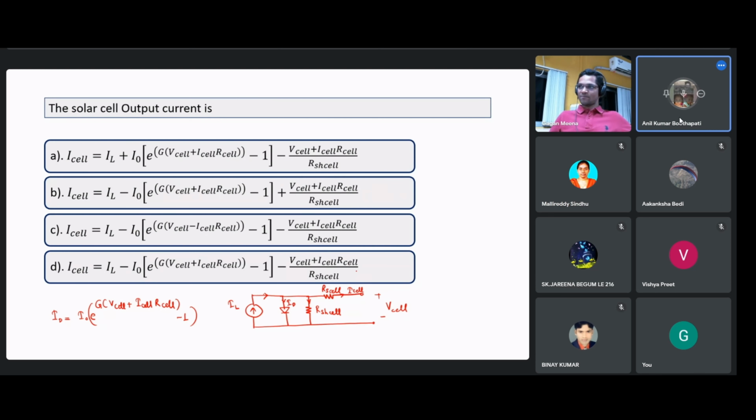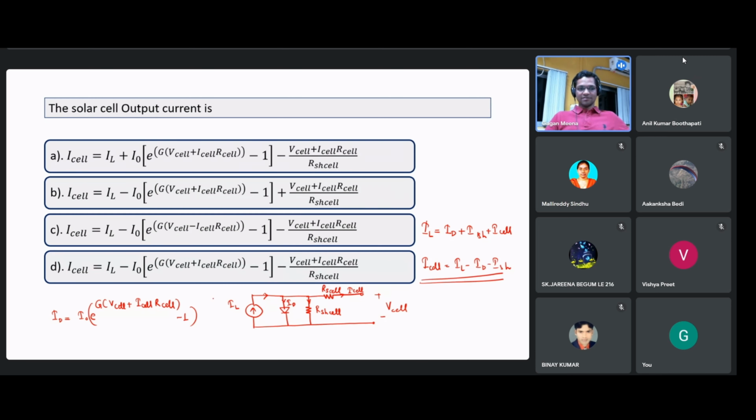Yes, yes. So you see, this is IL. This IL is dividing into three parts: ID plus I shunt plus I cell, right? And we want I cell. I cell is IL minus ID minus ISH. So now once again try to correct your answer. Which one will be the answer now?